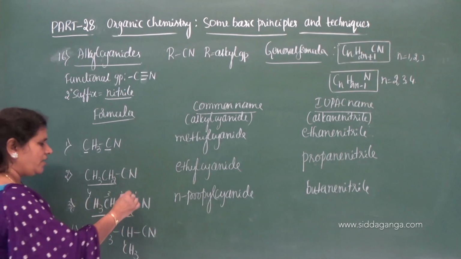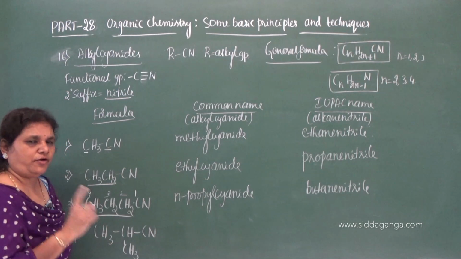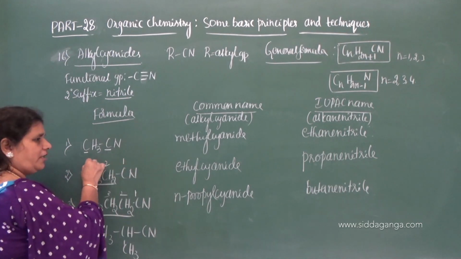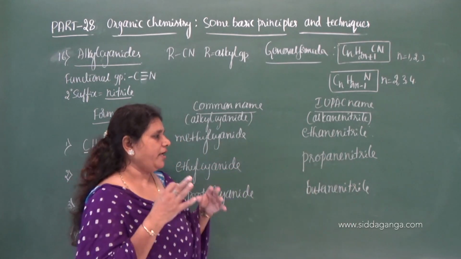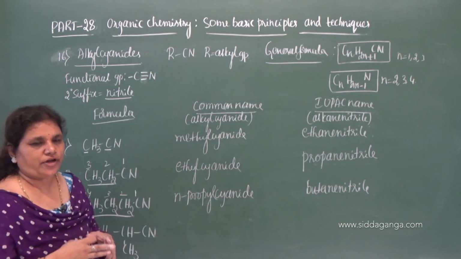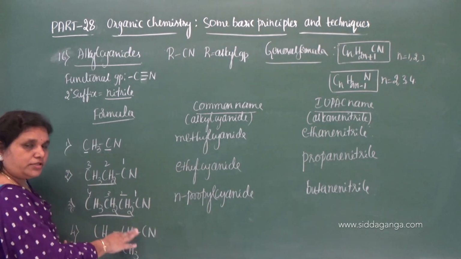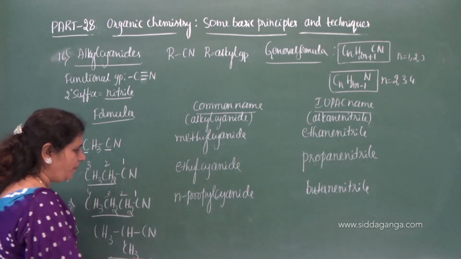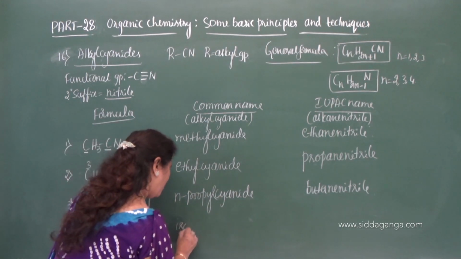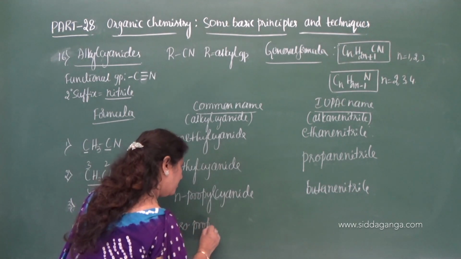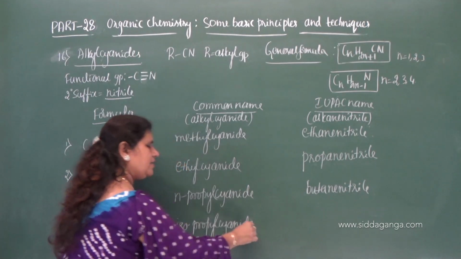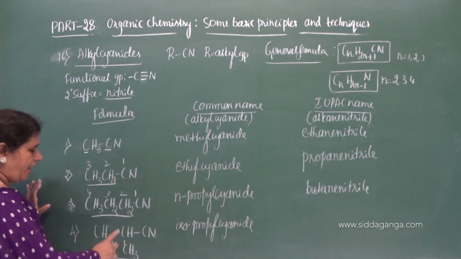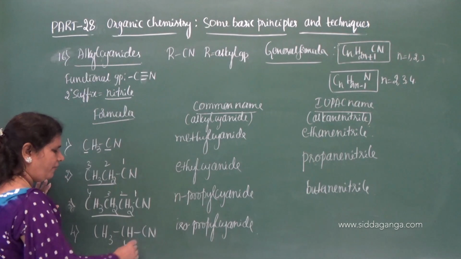While giving the locants, we need to give locant 1 here. Here also 1, 2, 3. You can name it as propane 1 nitrile. Since the locant is 1, I ignored the locant 1. But here we cannot ignore the locant. What is this group? Isopropyl group. Therefore, isopropyl cyanide. Isopropyl cyanide.